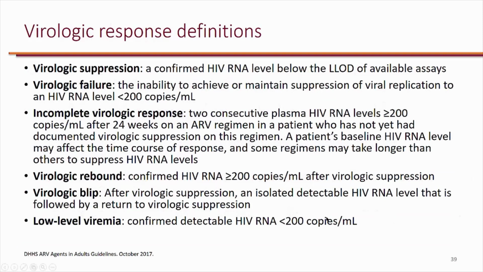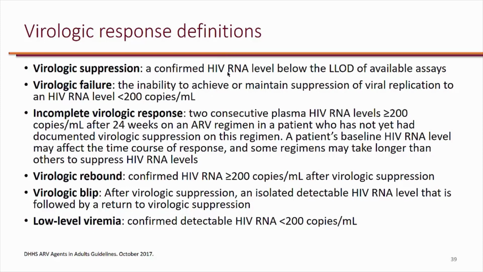So here are some definitions that are important. Virologic suppression basically means RNA level below the lower limit of detection. Because if the level goes to zero, our assays cannot detect it. In most clinical trials, the assays basically cannot detect anything less than 50 copies per ml. So if it's less than 50 copies per ml, it will just say undetectable.